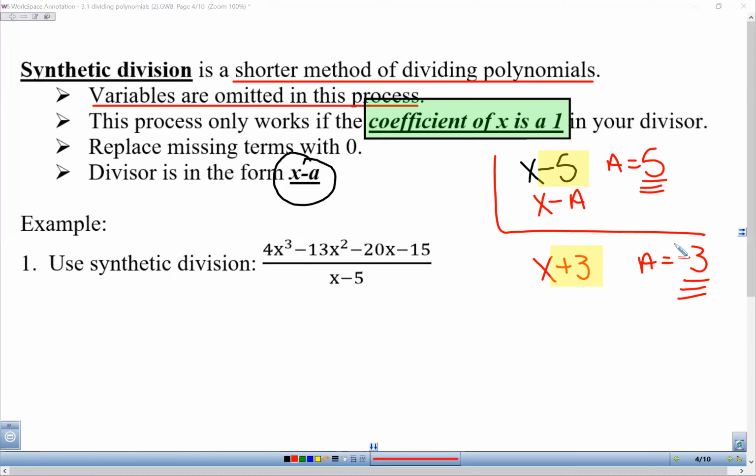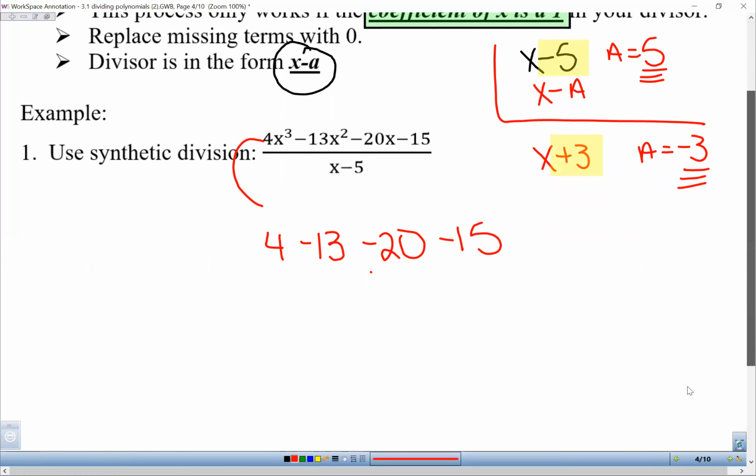Okay? So the first thing we're going to do, we're going to write down our coefficients from our polynomial. So from this polynomial, we get a 4, a negative 13, a negative 20, and a negative 15. Okay? And we're going to do a line there and a line down here. Notice I left some space underneath. We need that space. And then our 5, that's what we're dividing by. a is 5, goes over here.